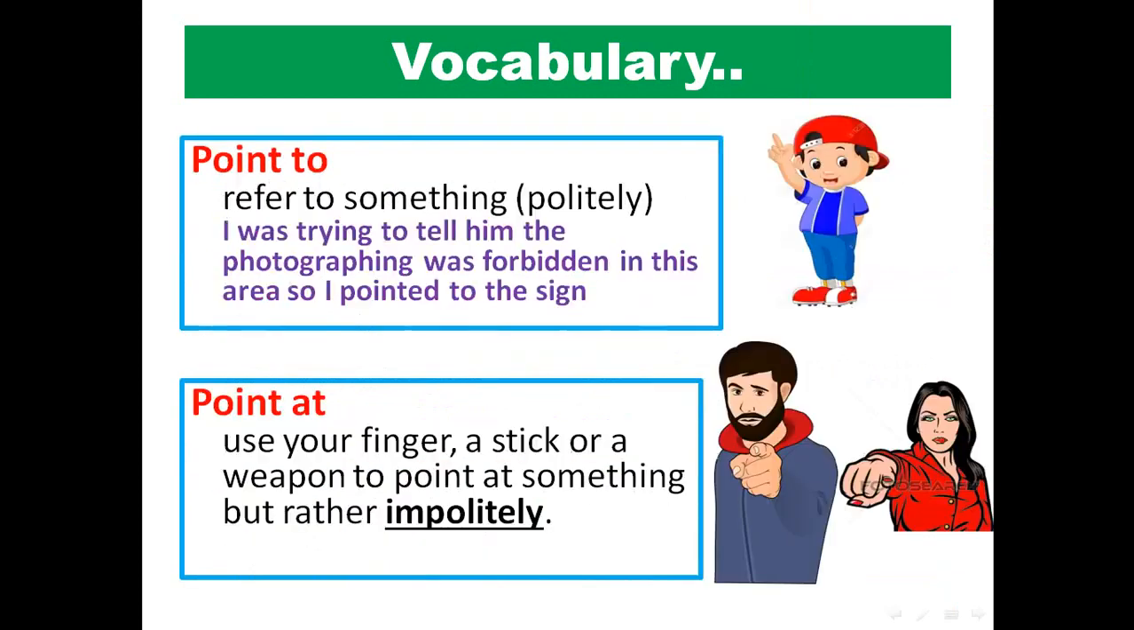Okay. The word point to. Point to refers to something politely. So when you point to something, this means you refer to it politely. Like I was trying to tell him that photographing was forbidden in this area, so I pointed to the sign. So point to, this means just use your finger or your hand to refer to something. But the word point at, usually you use your finger or a stick or a weapon to point at something, but rather impolitely. So point to, you just clarify something to someone, but point at, you use your finger or a stick or something to point, but in a rude way or an impolite way.